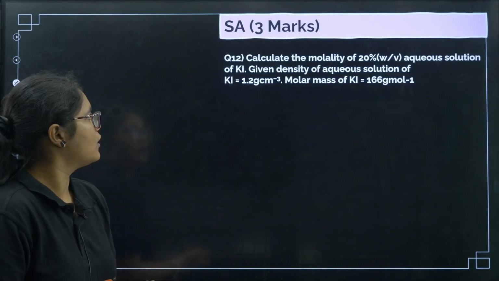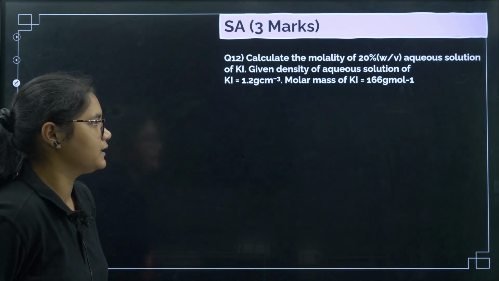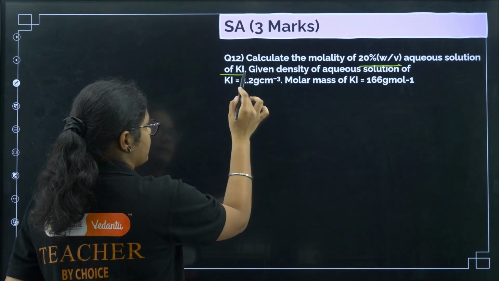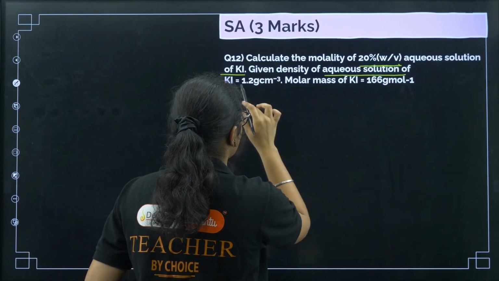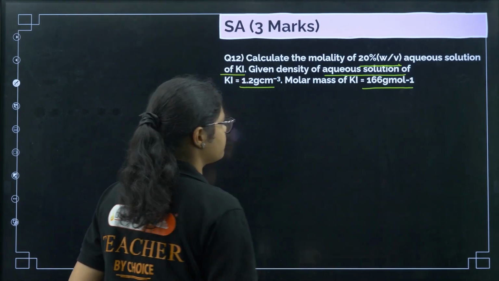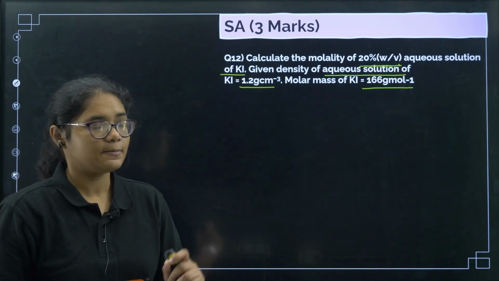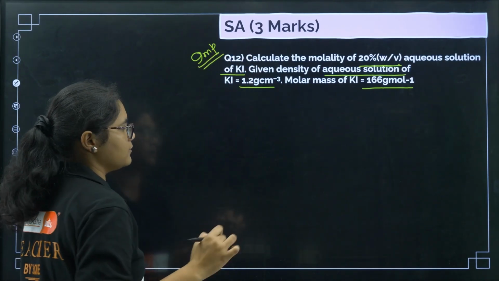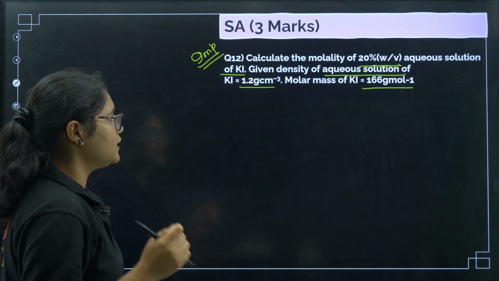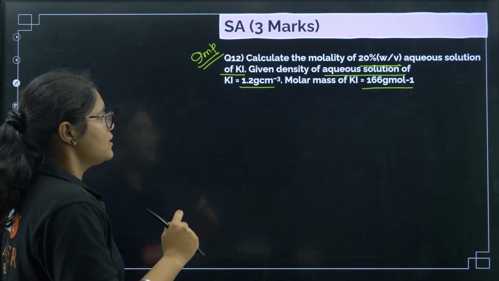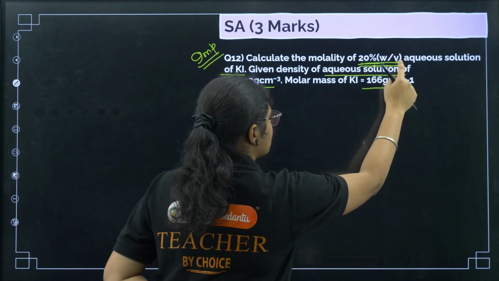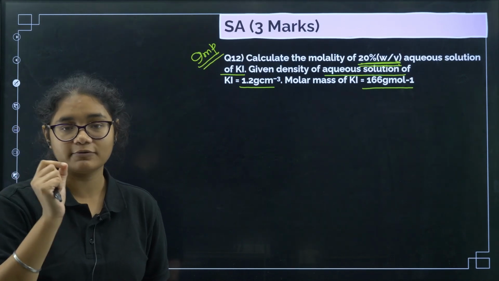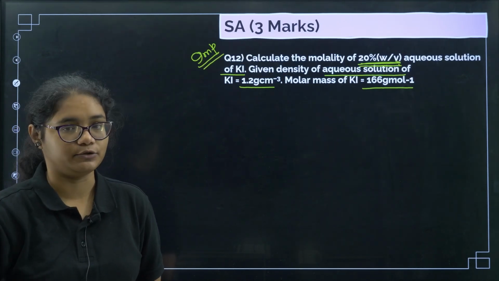Now next question: calculate the molality of 20% W by V solution of KI, given the density of the solution, and you have the molar mass of KI as 166 gram per mole. This is a very important question from the concentration terms. It is a blueprint question, so here you need to be very careful. See, molality of 20% W by V. W by V means what? 20 gram of solute in 100 ml of solution, right?